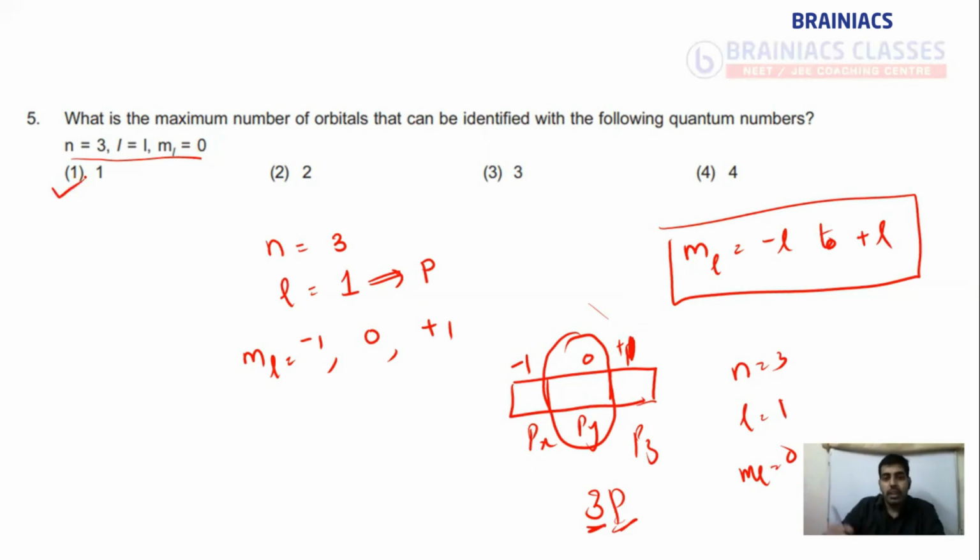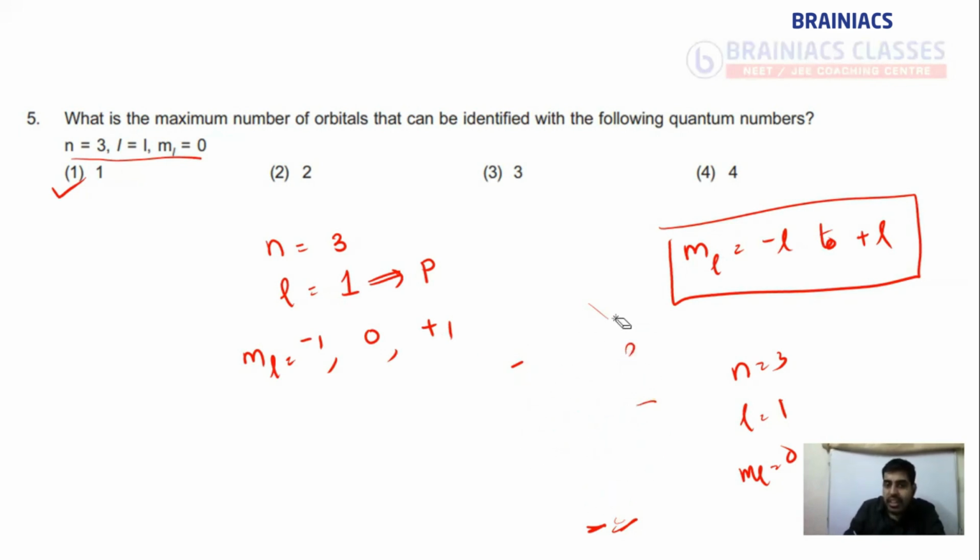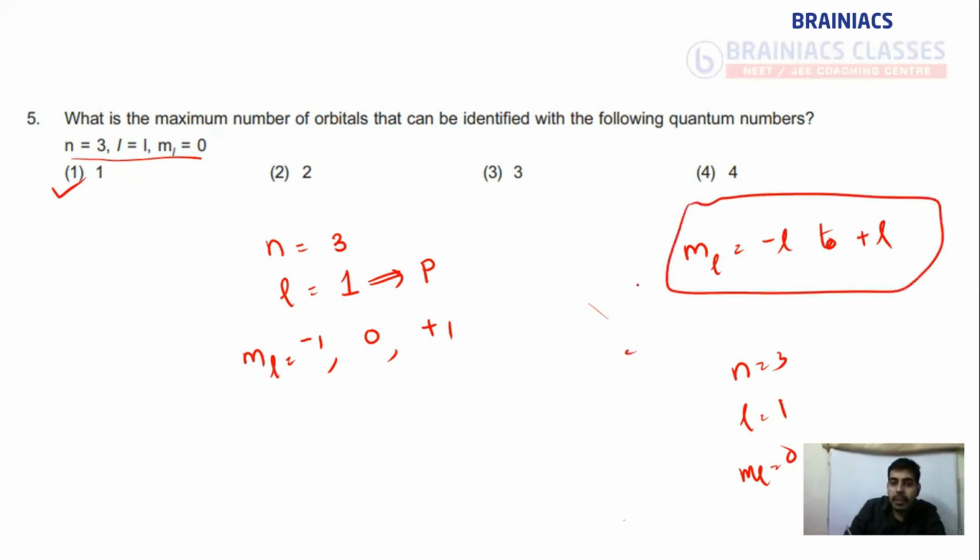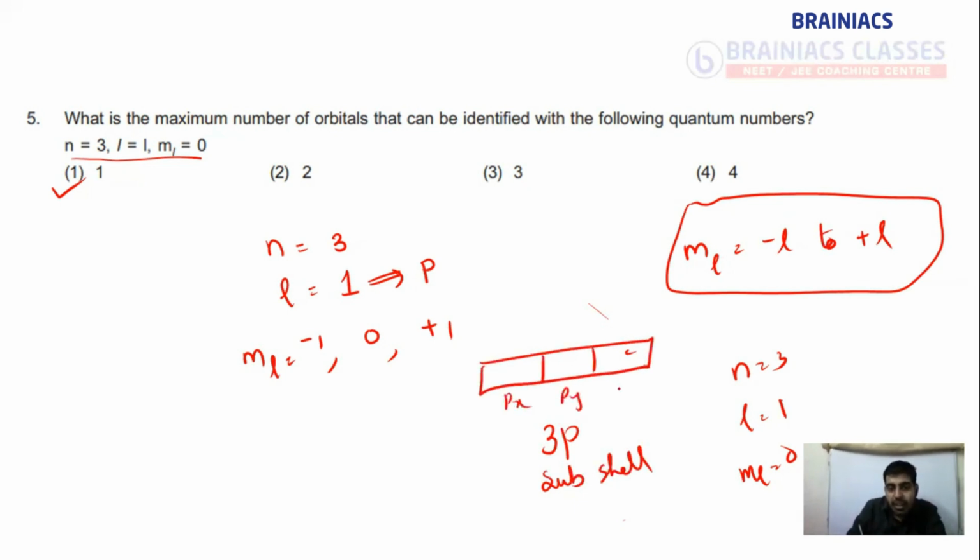I think it's clear. Okay, here n is given as 3, L is given as 1, that is p orbital. Now ML value is minus L to plus L, that is minus 1, 0, plus 1. So we can easily identify the subshell. Here the subshell is 3p, right? Now the 3p subshell possesses 3 orbitals: px, py, pz. Now px is minus 1, py is 0, and pz is plus 1.